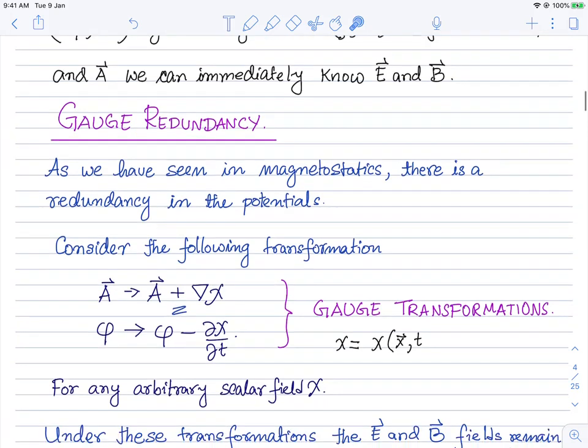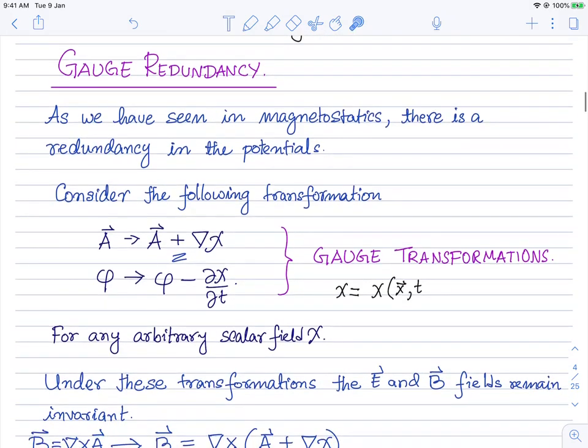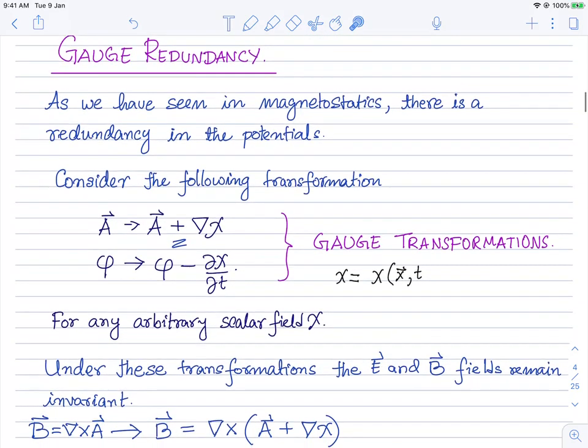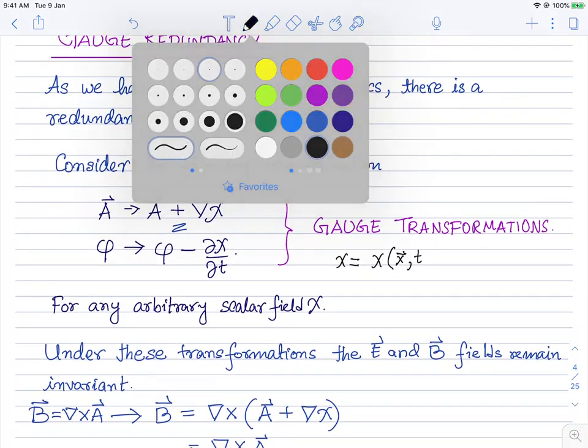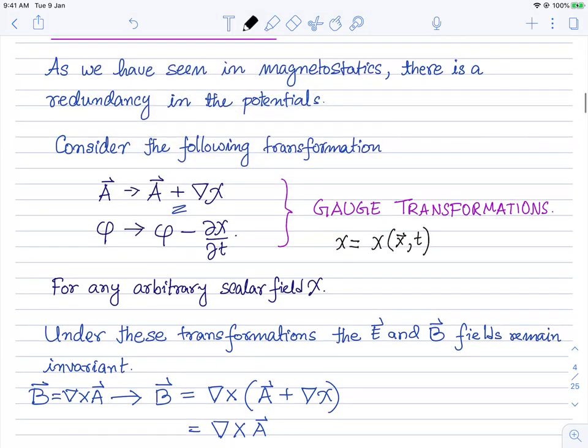But again, let me just go through this point once. What goes on here is basically the following: if we take a particular scalar field, any scalar field, chi, which is a function of space and time, and if we transform the vector potential in this way, that we change A to A plus gradient of chi.